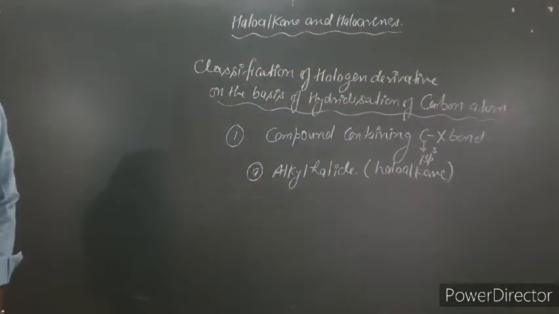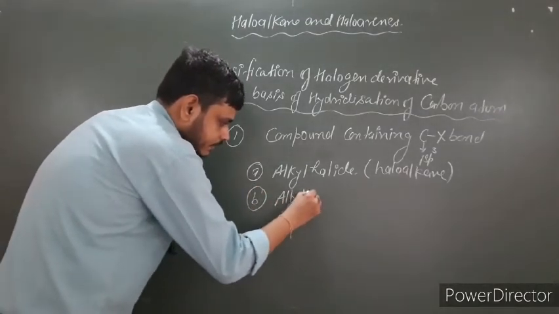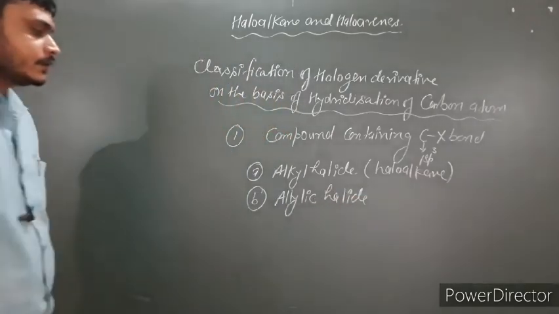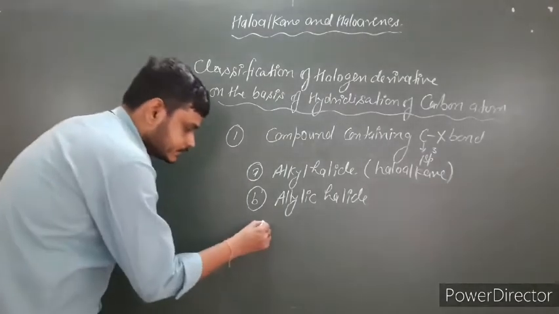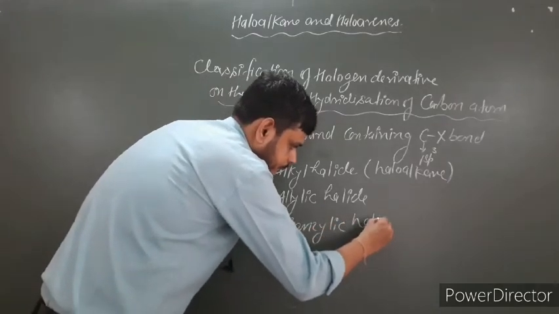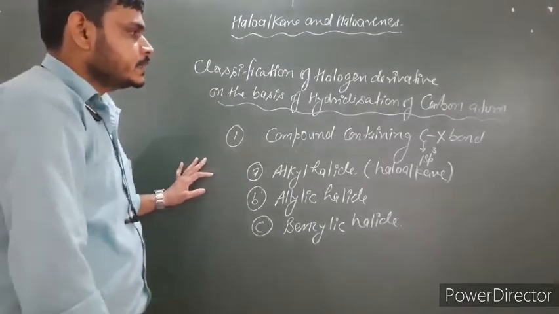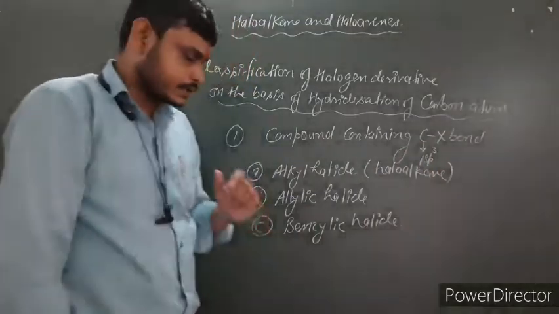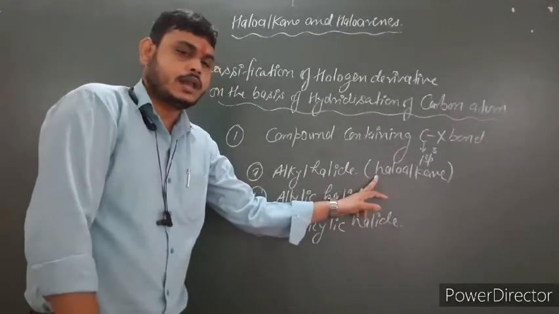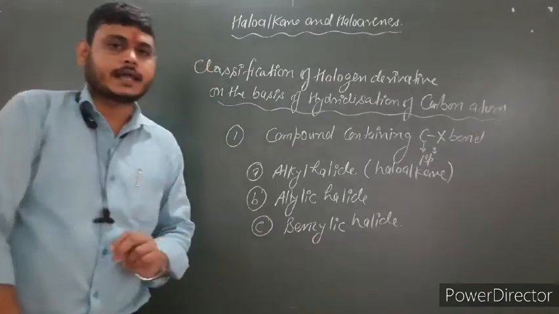Clear? The second type is allylic halide. And the third type is benzylic halide. So the compound containing sp3 hybridized carbon halogen bond is further classified into three types. First, alkyl halide, also known as haloalkane. Second, allylic halide. Third, benzylic halide.